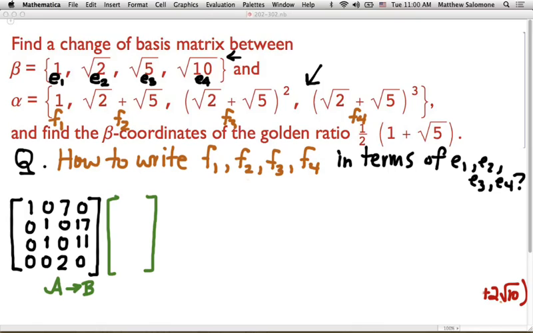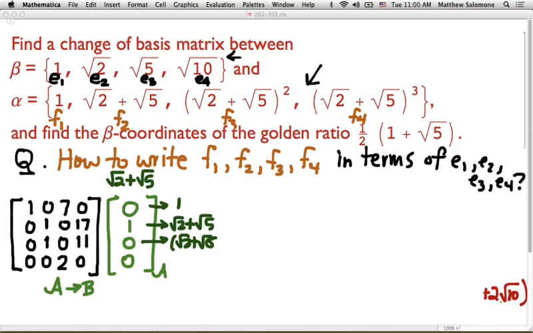So let me just show you why. Let's suppose that I multiply this by something which is in the A basis, like 0, 1, 0, 0 in the A basis. 0, 1, 0, 0 in the A basis corresponds to the number square root of 2 plus square root of 5, right? 1 times square root of 2 plus square root of 5, plus 0 times the other entries in the A basis, which are the other powers of square root of 2 plus square root of 5.